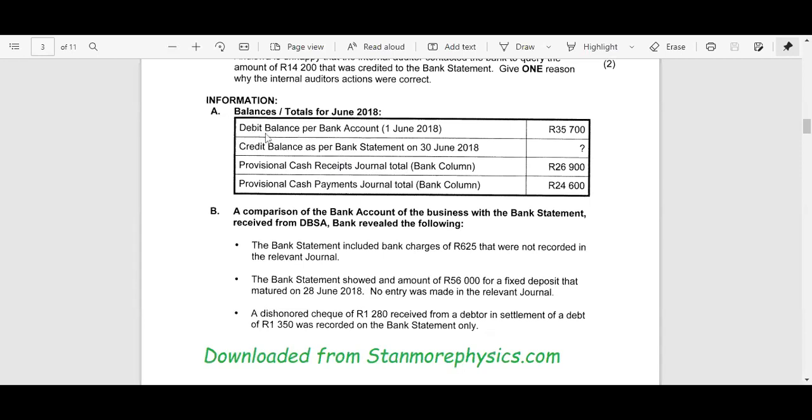A debit balance, is it favorable or unfavorable? Favorable, right? Because it's an asset, and assets increase on the debit side. So that's where we start. At the beginning of the month, we had 35,700 in the bank account. So we start with that, 35,700.